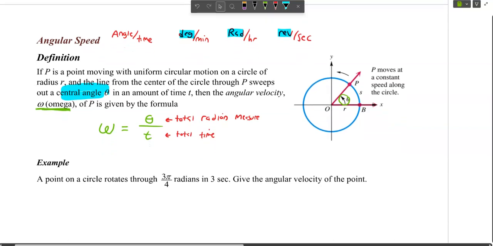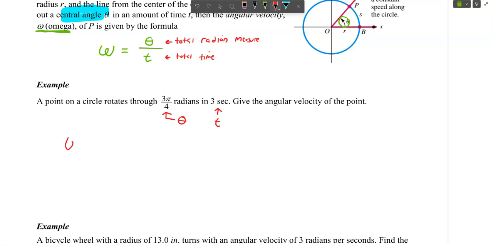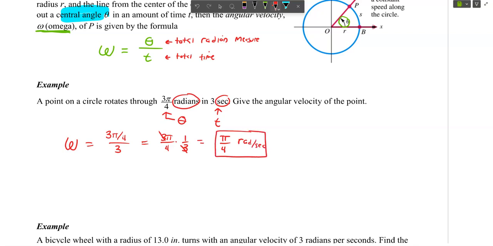And again, in its most basic form, here we are. A point on a circle rotates 3 pi over 4, so that's my theta, over the course of 3 seconds. To figure out our angular velocity, we're simply going to take 3 pi over 4 divided by 3. Of course, you can type that in your calculator, but I also know that dividing by 3 is the same as multiplying by 1/3. Those 3s cancel, and we end up with pi over 4. The units will be radians per second. So every second, I'm moving pi over 4 radians, which, as you know, is 45 degrees. 45 degrees, pi over 2 is 90 degrees.